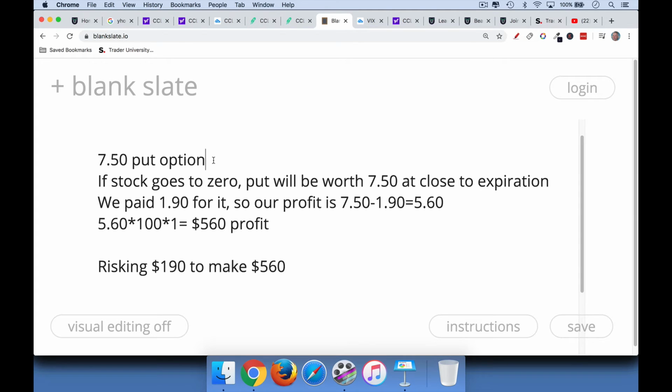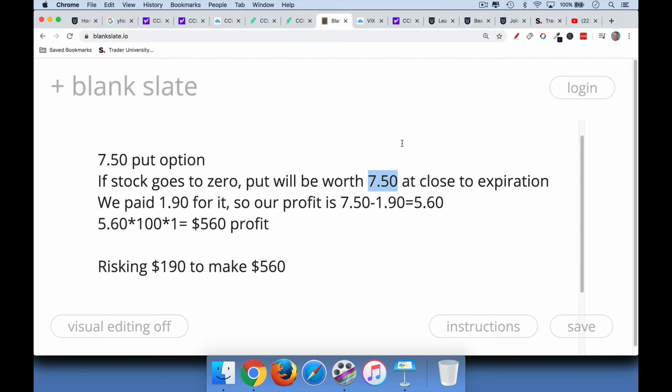Well, we bought a $7.50 strike. That's the strike price of the put. If the stock goes to zero, this put option is going to be completely in the money. It's going to have all intrinsic value. And so the way to calculate what a put option will be worth is you just take the strike price minus the stock price, if the stock price is below the strike price. And so if the stock goes to zero, very close to expiration, these put options will be worth $7.50.